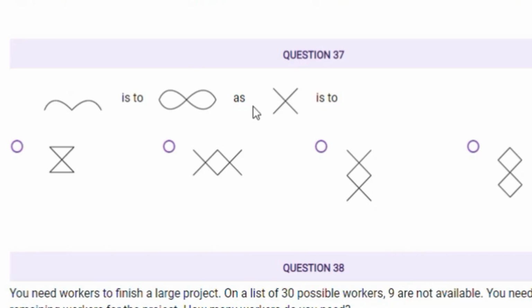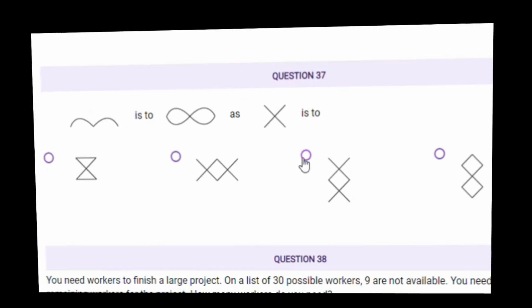Question number 37. Question, the first shape is to the second shape as the third shape is to which option? What the question is asking, this is a visual analogy question. You must identify the same transformation applied to the first pair of shapes and apply it to the third shape. Answer, the third option, overlapping diamond shape. Explanation, the first shape becomes the second by crossing and overlapping its curves into a closed loop. Applying the same logic to the X shape results in 2 overlapping diamond shapes. The option showing intersecting diamonds matches this transformation.